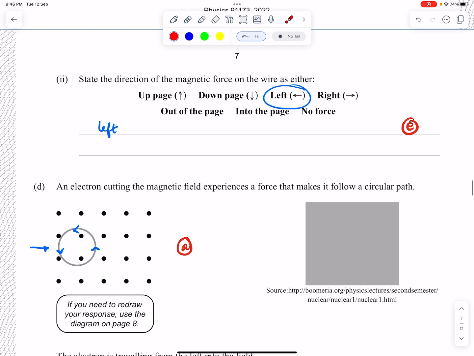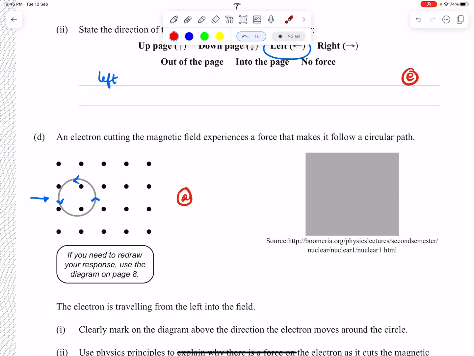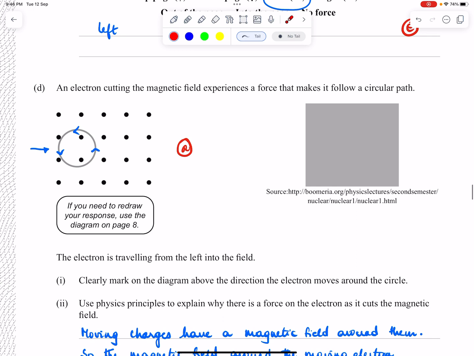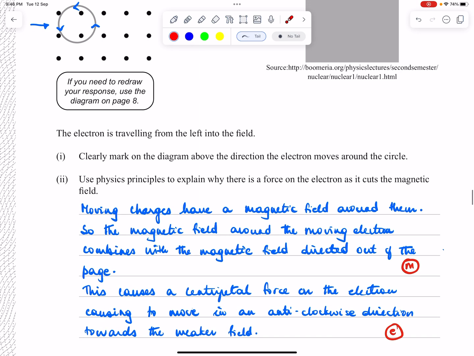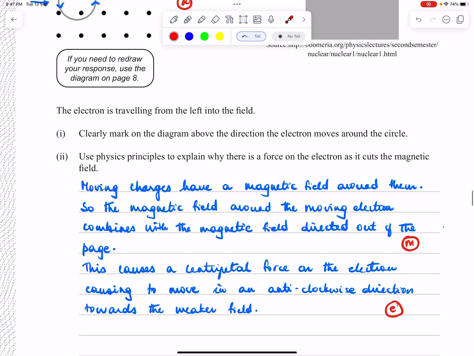Then, an electron cutting the magnetic field experiences a force that makes it follow a circular path. So you need to draw whether it's clockwise or anti-clockwise. Here again, when you use your hand rule, you get your anti-clockwise circle. So that's how you mark the direction. Now, use physics principles to explain why there is a force on the electron as it cuts the magnetic field. Now, this might kind of put people off because thinking, oh, we were just told that there is a force and it's equal to BQV, but why is there a force is this question.